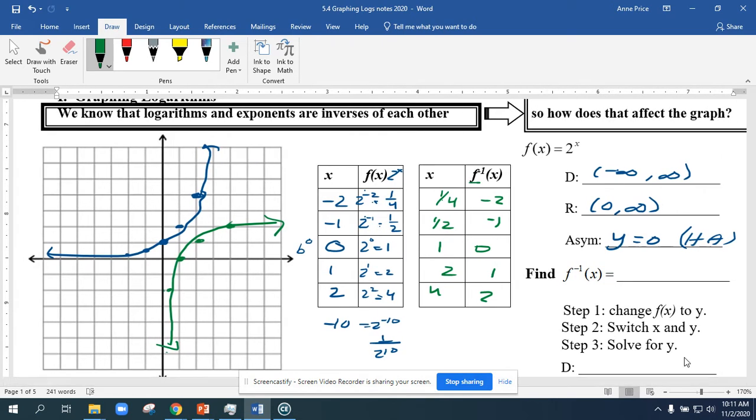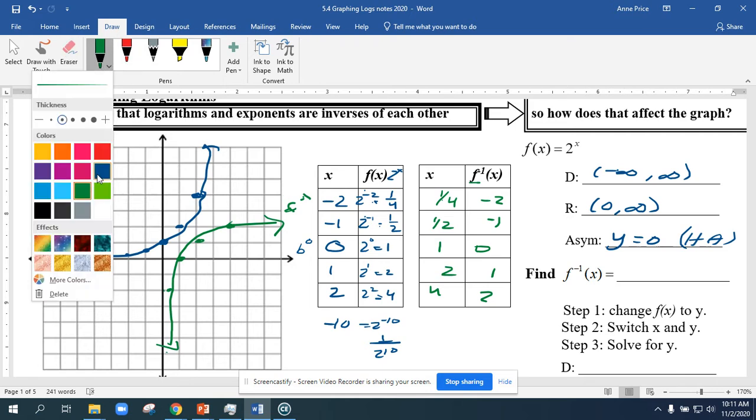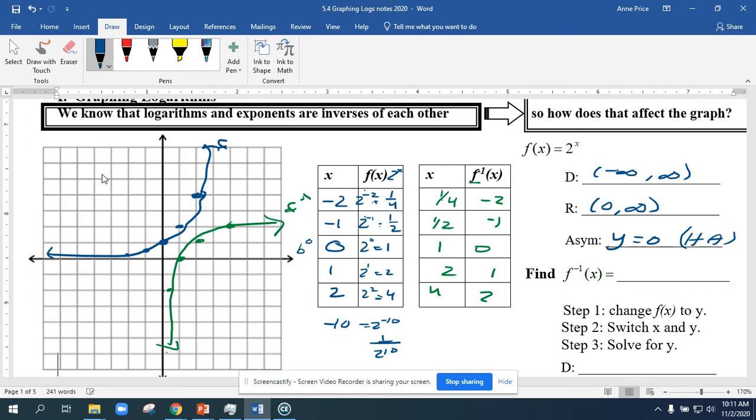We haven't found the equation yet, but I'm going to mark that as f inverse. Okay, so that is our function inverse, and then I'll go ahead and mark my other graph real quick while we're up here as f of x. So we have our function and we have our function inverse.